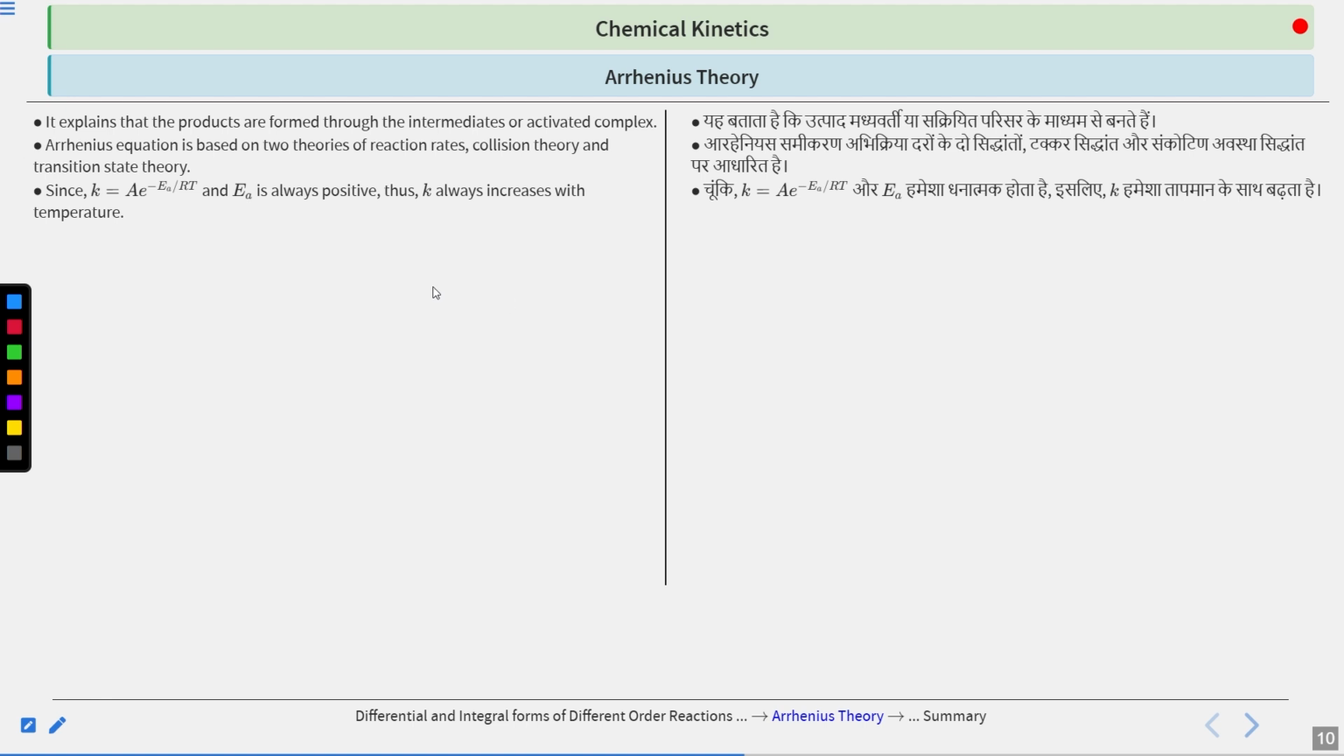If k is equal to A e to the power minus Ea by RT, then Ea is always positive. This is very, very important: activation energy will always be positive. Questions like choose the correct statement are often asked from here. So Ea is always positive, and k always increases with temperature. For any reaction, no matter what the reaction is, the rate constant always increases with increase in temperature.